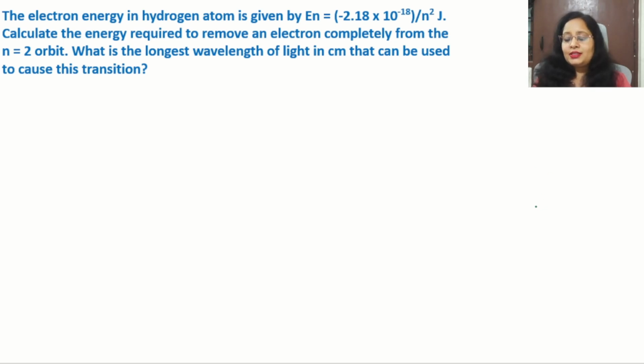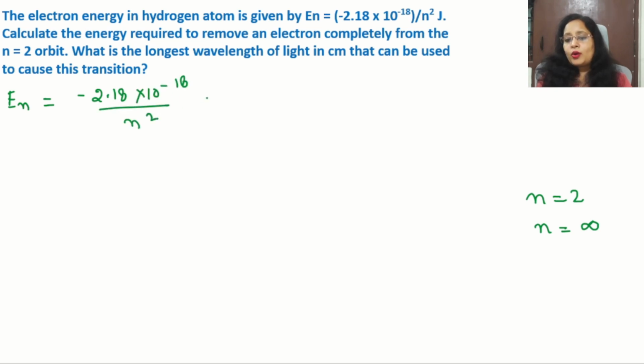Now the key is that the electron in n is equal to 2 should be removed. It means the final destination should be n is equal to infinity. So from the n is equal to 2 orbit, the second orbit, to infinity, the electron has to be removed, and the energy required for this transition we need to calculate. What is given is En, the energy related to a particular orbit, is minus 2.18 into 10 to the power minus 18 by n square joule.